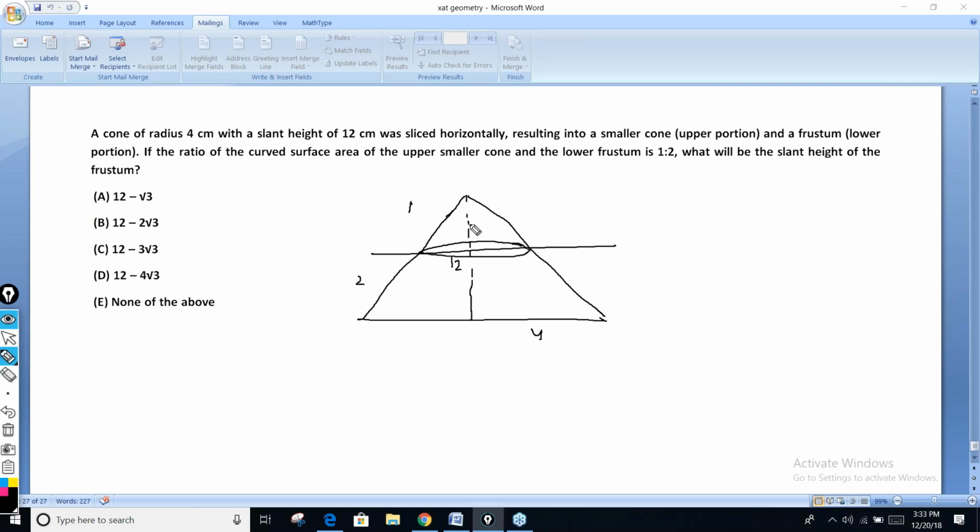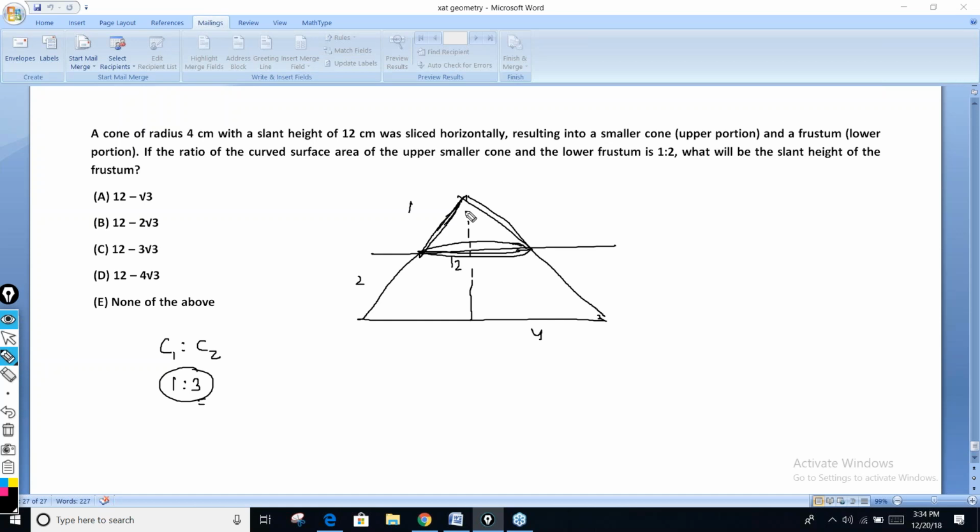So if the curved surface area is 1:2, can I say the curved surface area of the smaller cone and the complete, bigger cone, which I'm denoting with C2, will be in the ratio of 1:3? If this part is 1 and this part is 2, the complete curved surface area will be 3. What will be the slant height of the frustum? We need to find out the slant height.